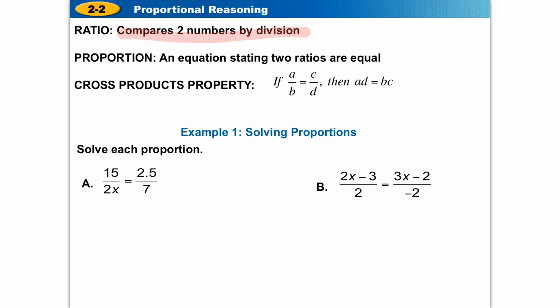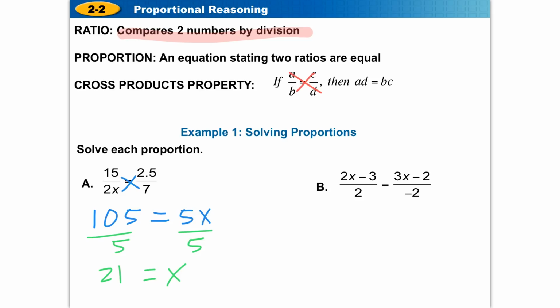And we solve proportions by cross multiplying. A times D is AD, and that equals B times C, and we can solve from there. So our first example, we're going to take 15 times 7, 105, equals 2x times 2.5. That's going to be 5x. And now it's just a one-step equation, so we're going to divide both sides by 5. And we get 21 for x.